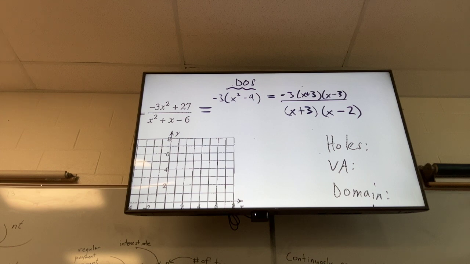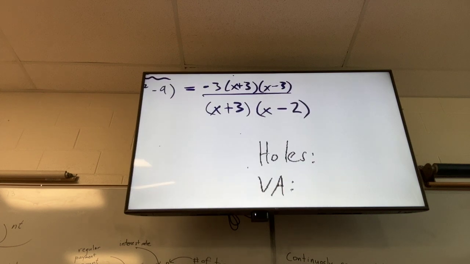So there we go. All right, so what are our excluded values here then? What do we do for excluded values if we forgot? Yeah, so we take the bottom, we highlight the bottom, we write the bottom equals 0, and then we solve, right? So we take each individual factor here, and we set it equal to 0, and we solve for x. So that gives us x equals -3 and x equals 2.